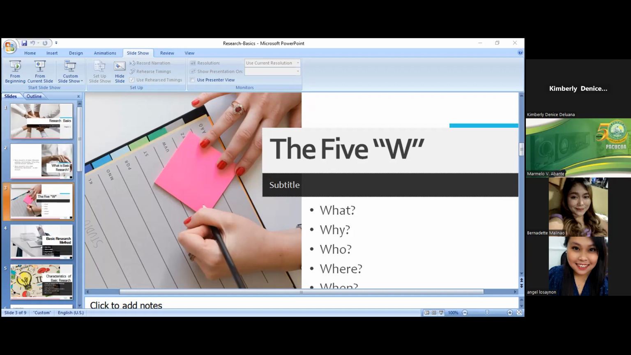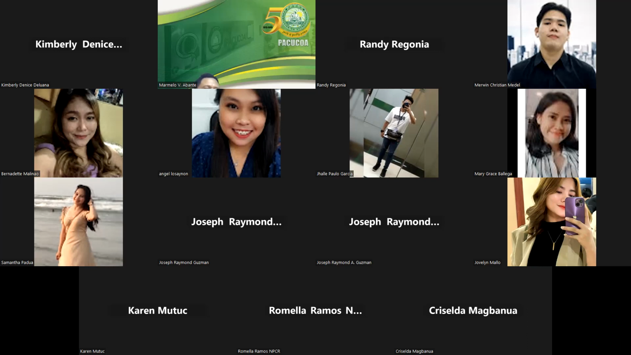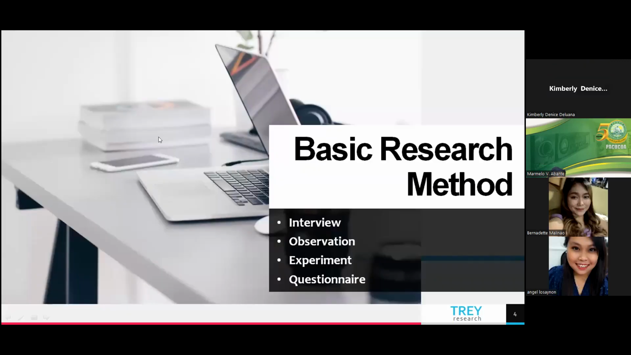Naghanap po yung PowerPoint. Sa end ko po, hindi po siya nag-move. Nasa basic research method mo po siya? Hindi po. Share lang po ako. Ayan po. Kita na po. Yes, ma'am.